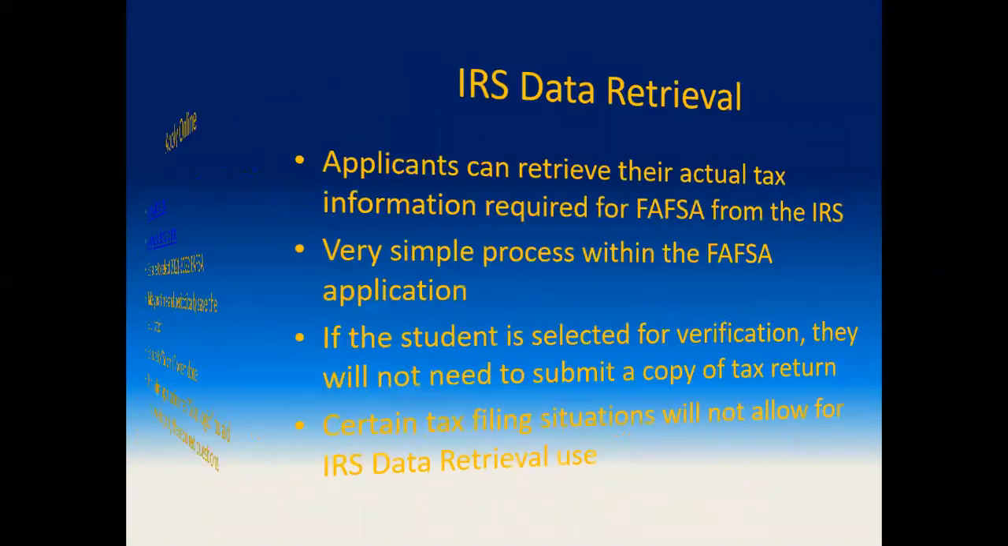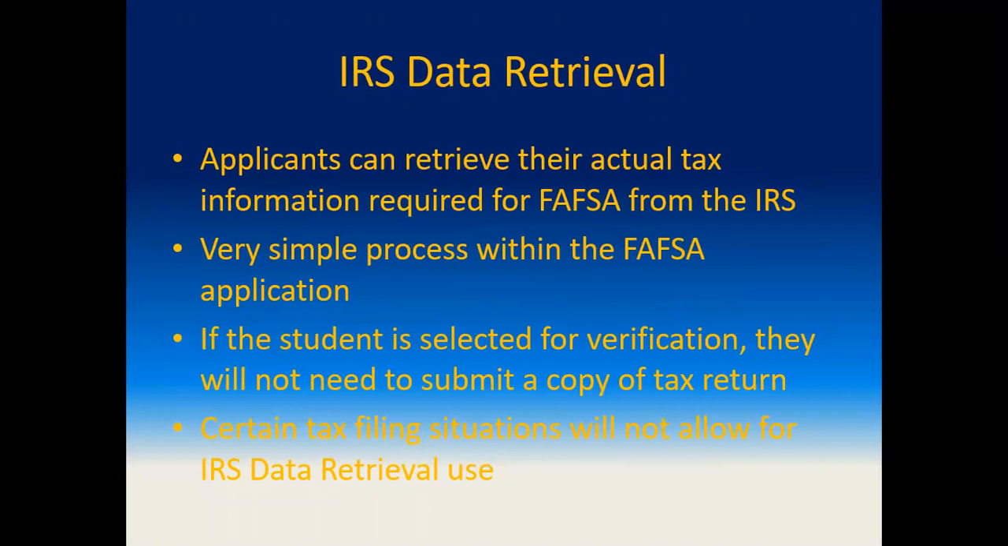Another area that can be confusing for students is the tax information. One of the benefits of doing the FAFSA online is the IRS data retrieval system. Applicants can retrieve their actual tax information that's required for the FAFSA directly from the IRS. It's a very simple process within the FAFSA. If the student is selected for verification, they will not need to submit a copy of their tax return if they've done the IRS data retrieval. So that'll save students a step down the road if selected for the verification process.